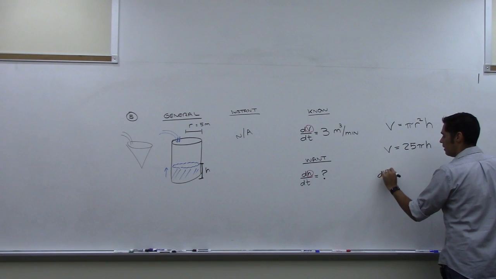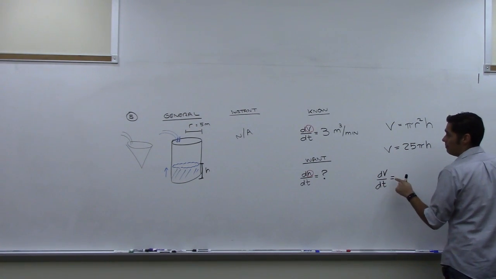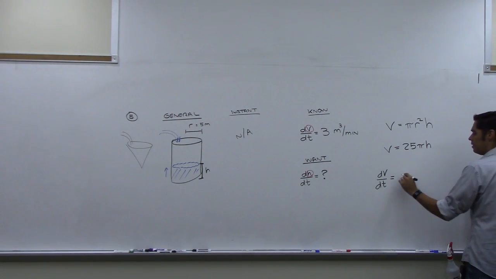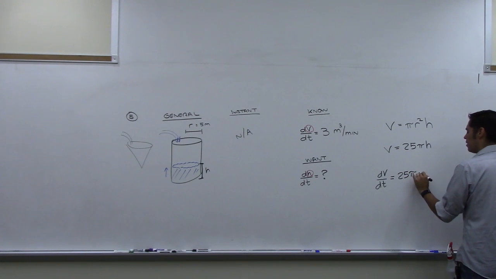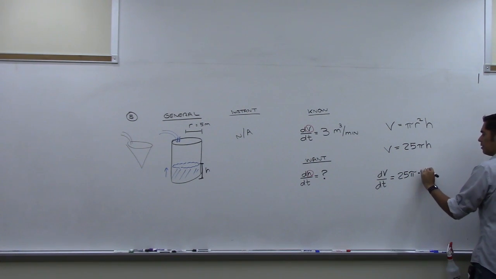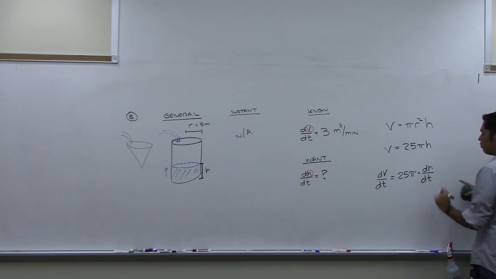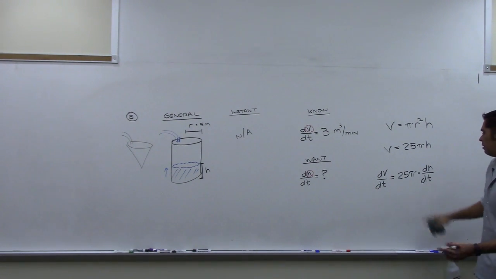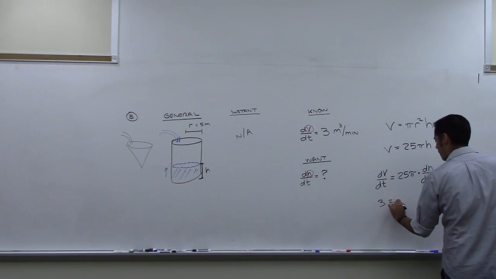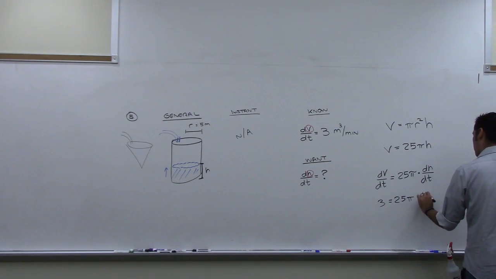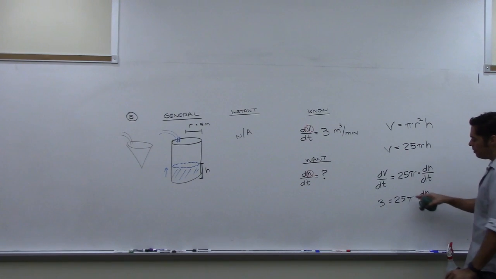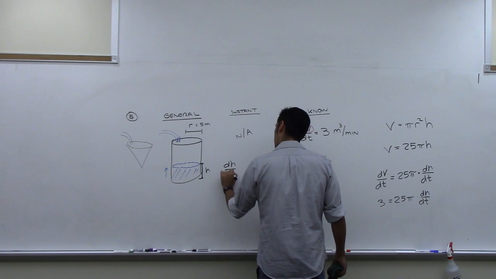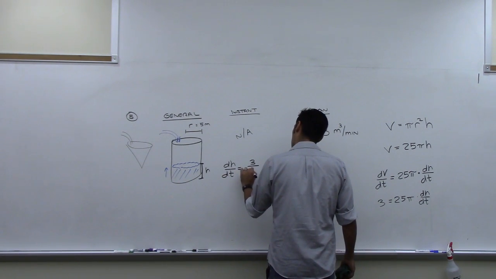The derivative of the left side is dV/dt, which is what I am given, right? And over here, 25 pi is a constant, so I'm just going to write it down, times the derivative of h with respect to time, which is dh/dt. dh/dt is what I'm trying to find. So you can see here's what I want to know, and this is what I was given. I should just be able to plug in 3 here, and then divide both sides by 25 pi. So dh/dt should be 3 over 25 pi.